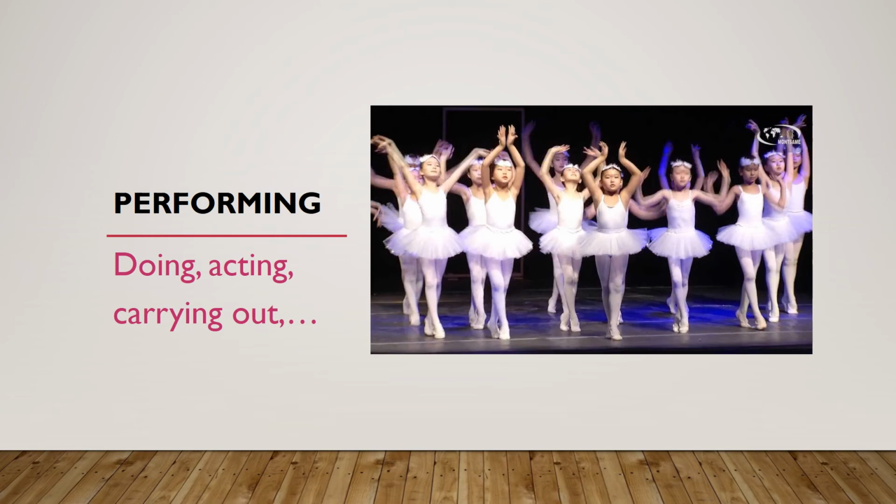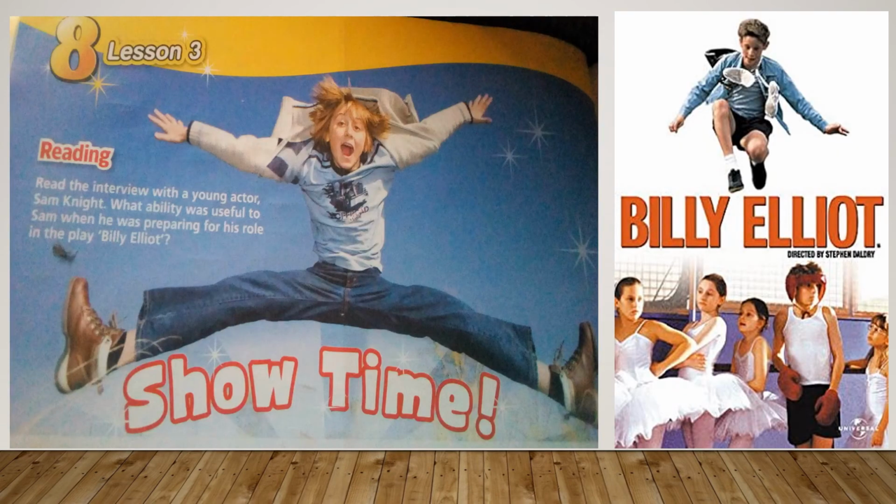These girls, they are performing on stage. These ballerinas, they are performing. Now we are going to read together an interview about a young actor called Sam Knight. He landed, or he got, the role of Billy Elliot in a musical. In this lesson, we're going to find out how he got this role.